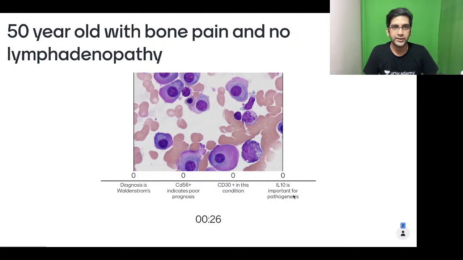Okay, the clue here, the no lymphadenopathy is a clue here, and that's a bone marrow aspirate biopsy, bone marrow aspirate image.